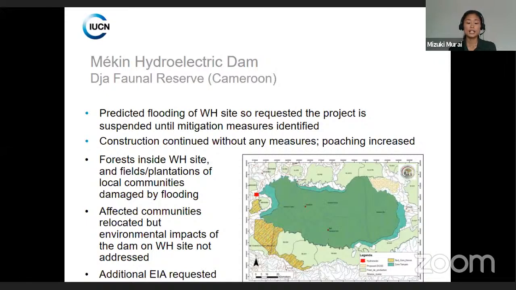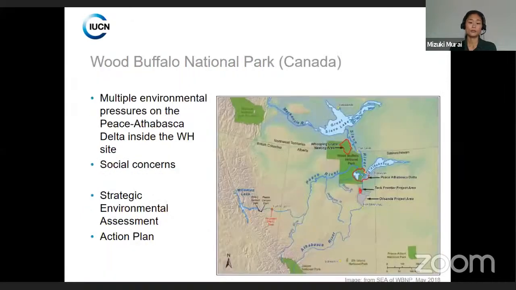These two examples relate to individual projects, but in some cases, there may be multiple threats posing a threat on a World Heritage Site. In such cases, it's necessary to consider the cumulative impacts on an ecosystem. The multiple threats on Wood Buffalo National Park in Canada were brought to our attention by an Indigenous group several years ago. The Peace Athabasca Delta, highlighted here in the map, is widely recognized as the particularly vulnerable and valuable core of this World Heritage Site.